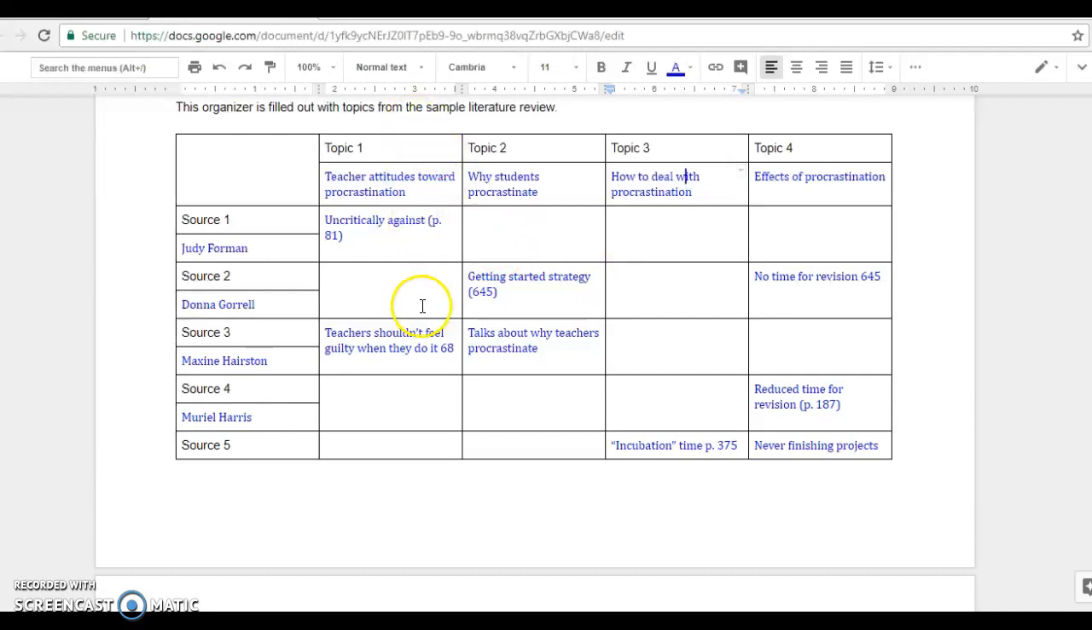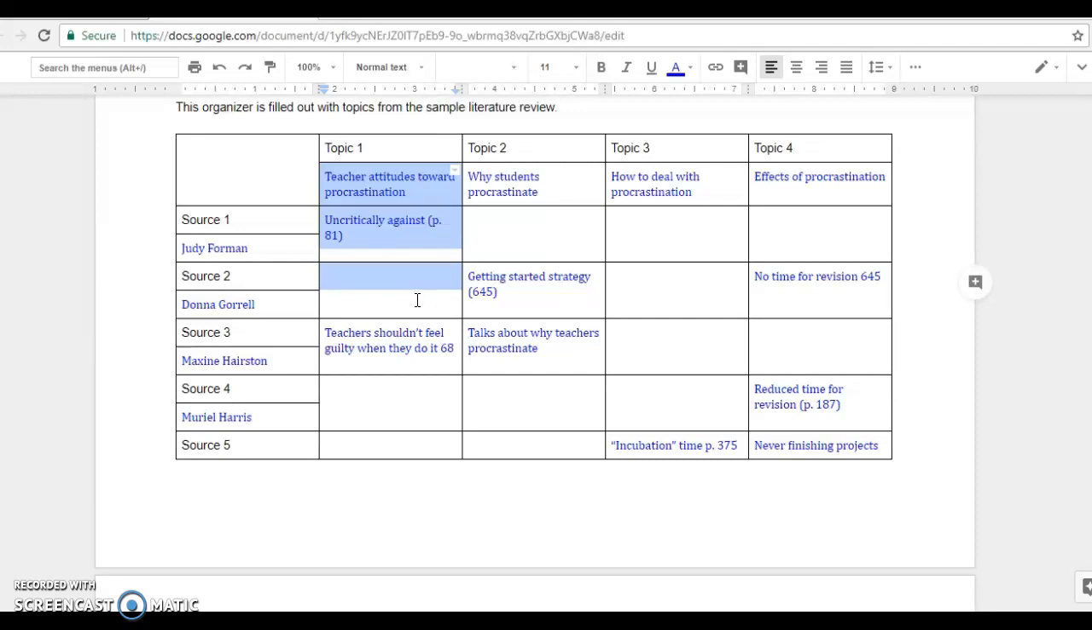Now, the columns are the topics, the themes that I'm finding information about. My overall topic for my paper is procrastination. So I've broken that down into different aspects of procrastination that are covered in my sources. I've got teacher attitudes, why students procrastinate, how to deal with procrastination.